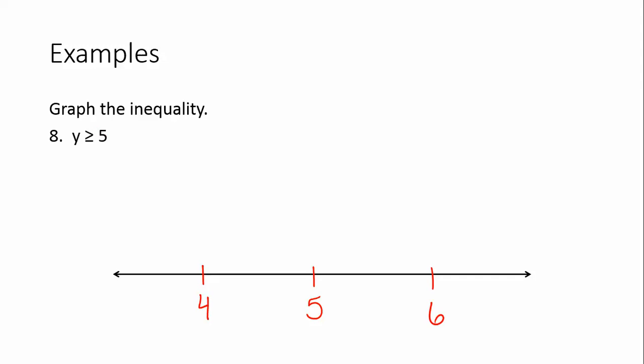So we have greater than or equal to. So because it's greater than or equal to, again, we're going to color in the dot. And this time our arrow is pointing to the right. We have our variable on the left, and we're pointing to the right. So those are all the values that are greater than or equal to 5.